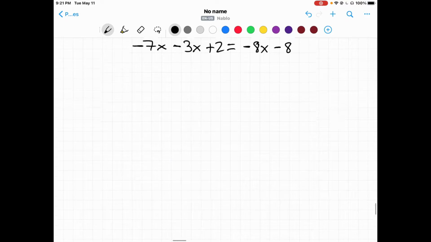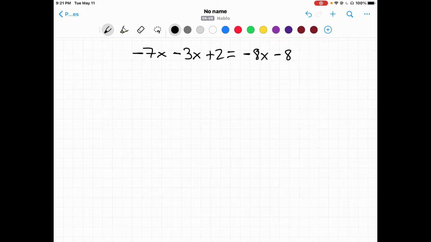Here we have an example that I've set up. Now the idea when solving an equation with variables on both sides is that you want to isolate the variable on one side. But before you can go ahead and do that, there are multiple steps. First, you have to distribute and then combine like terms. Well, in this case, we have nothing to distribute, so we would just jump right into combining like terms.